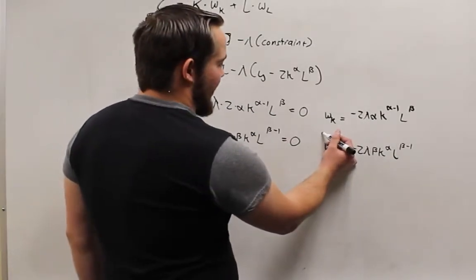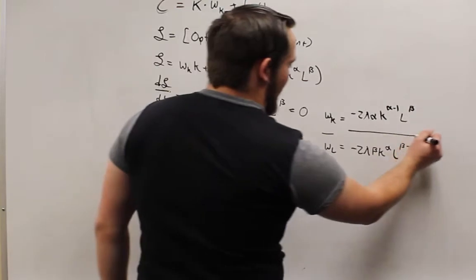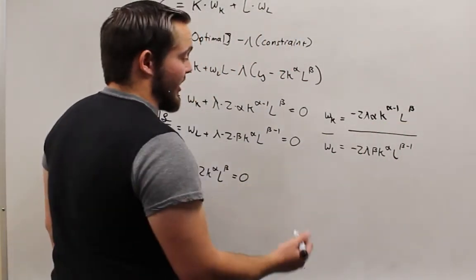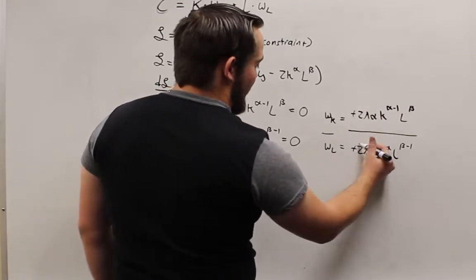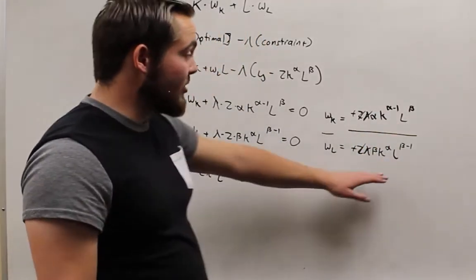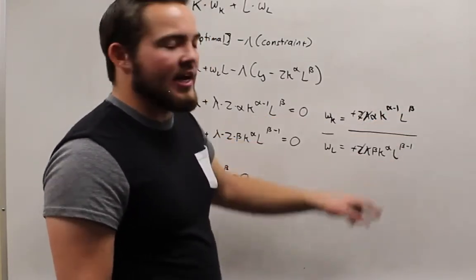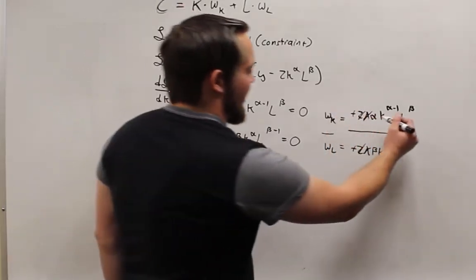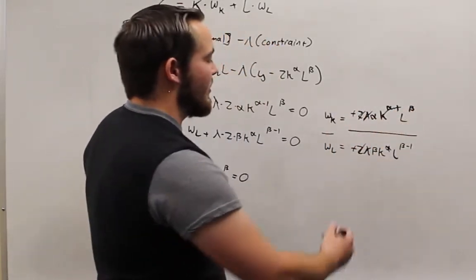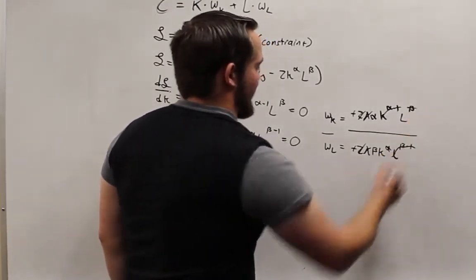So it's going to be WK divided by WL is equal to all this divided by all of this. You notice a lot of things are actually going to cancel out. Our negatives cancel out, our 2's, and our lambdas. What we also have is k to the alpha minus 1 up here, and just k to the alpha down here. So the k to the alpha minus 1 will completely cancel out, and this alpha goes away. Likewise, this L to the beta minus 1 completely cancels out, and this beta goes away.